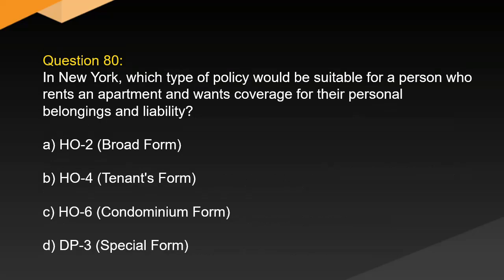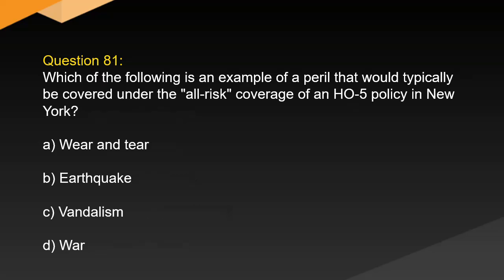Question 80. In New York, which type of policy would be suitable for a person who rents an apartment and wants coverage for their personal belongings and liability? A. HO2 broad form. B. HO4 tenants form. C. HO6 condominium form. D. DP3 special form.